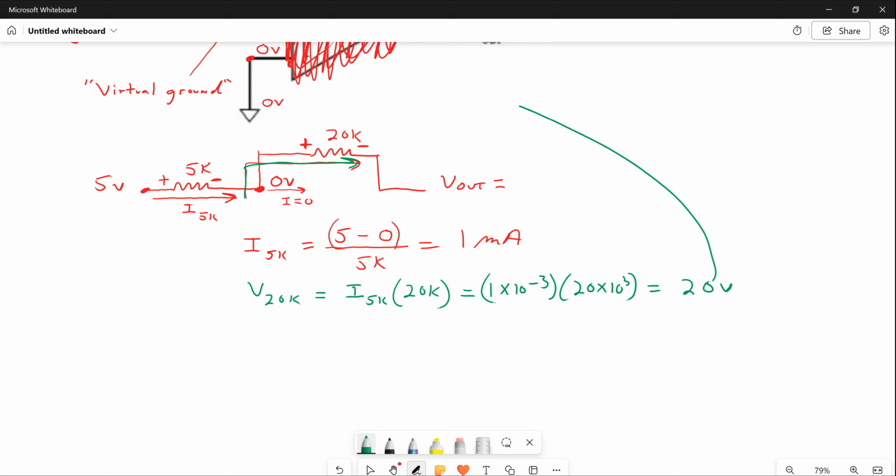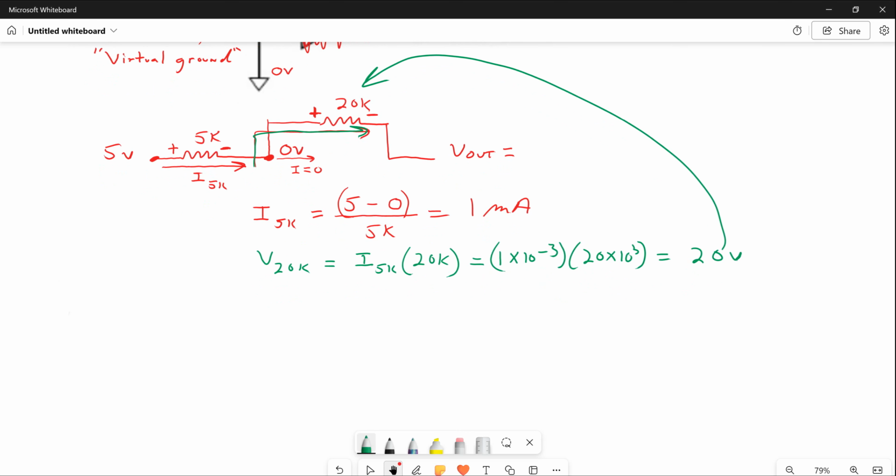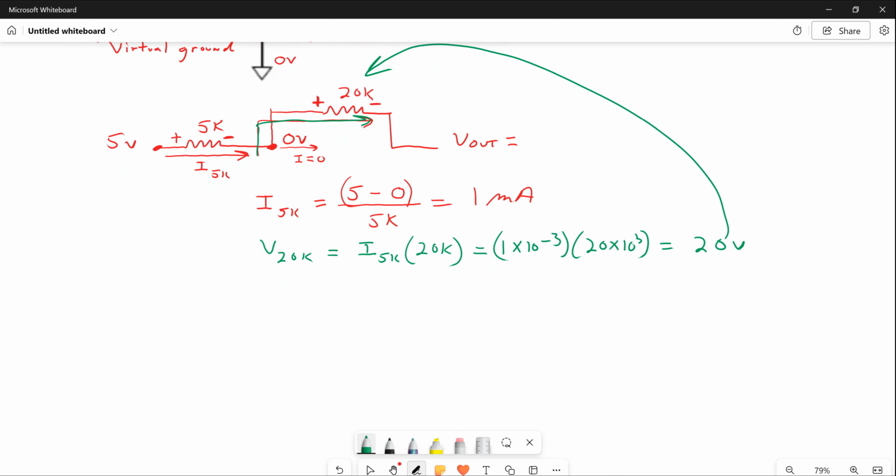But take a look. That's the voltage across the 20K resistor. That is a drop from the left side to the right side, that's a drop of 20 volts. Look at the polarity up there. So now you can calculate voltage out. You can say voltage out is, what voltage do you know? Well, you know the voltage on the left side. It's 0 volts. And you're subtracting the 20 volts. So you end up with a negative 20 volts for the output voltage.